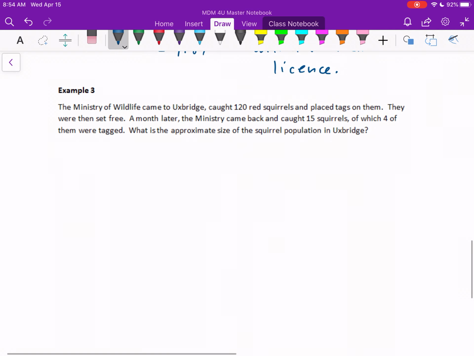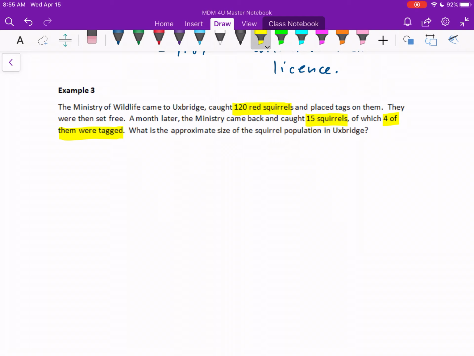Last example. The Ministry of Wildlife came to Uxbridge. They caught 120 red squirrels and placed tags on them. That's got to be important for something. They were then set free. A month later, the ministry came back and caught 15 squirrels, of which 4 were tagged. What is the approximate size of the squirrel population in Uxbridge?